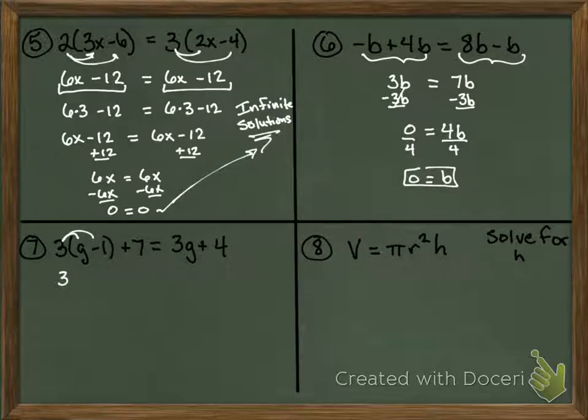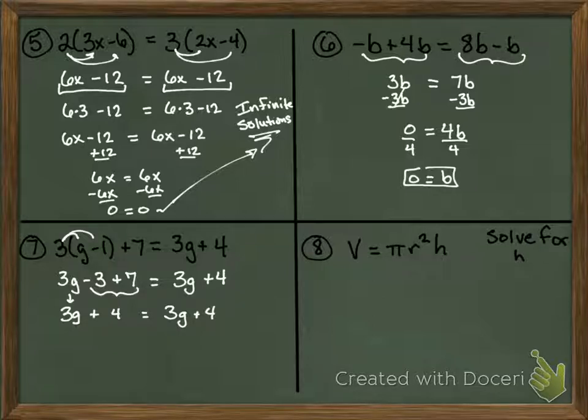Let's distribute this. So 3g minus 3 plus 7 is equal to 3g plus 4. All right, and again, I've got some like terms that I can take care of on this side. So I'm going to bring down that 3g. It stays the same. Negative 3 plus 7 becomes a positive 4. And then this, again, 3g plus 4, that stays the same.